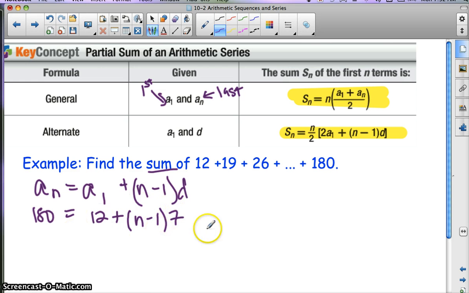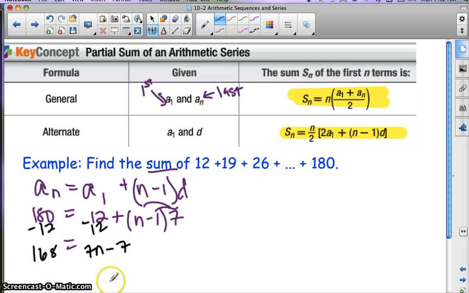So go ahead and combine like terms here. You've got to distribute. And we end up with 180 equals, well, you know what we'll do? We'll just go ahead and subtract right away, so we don't have to combine like terms. I'm going to subtract 12 right away. So we have 168 equals 7n minus 7. Add the 7 over, divide by 7. We should get n equals 25.